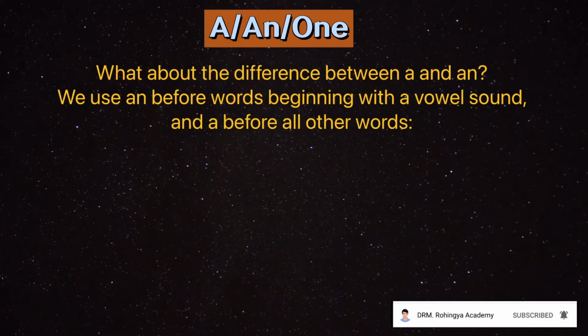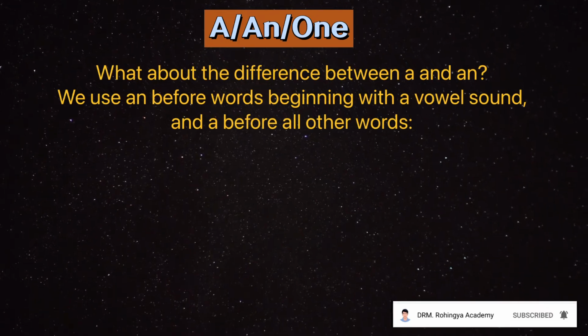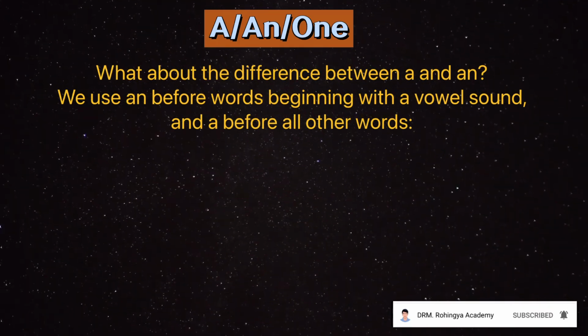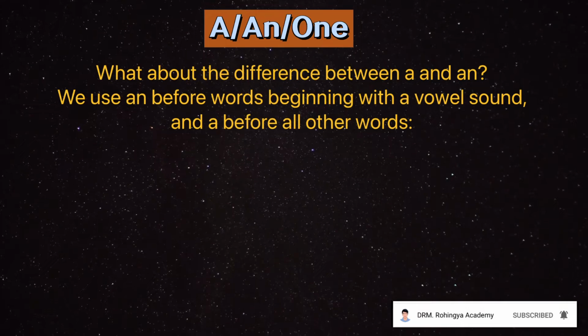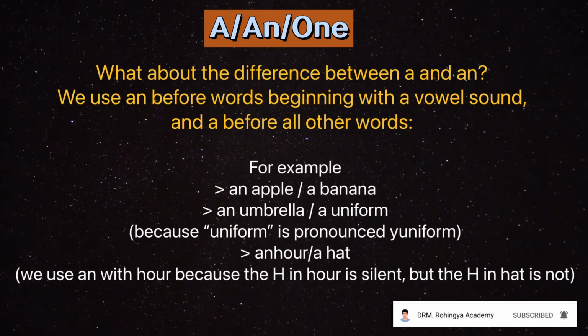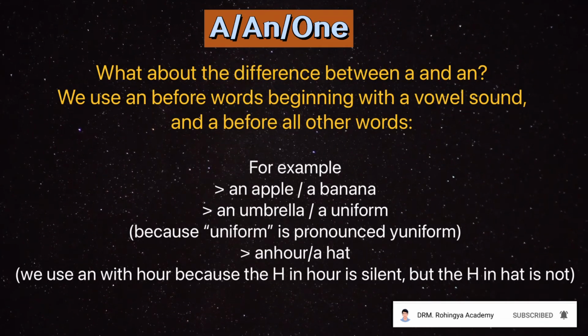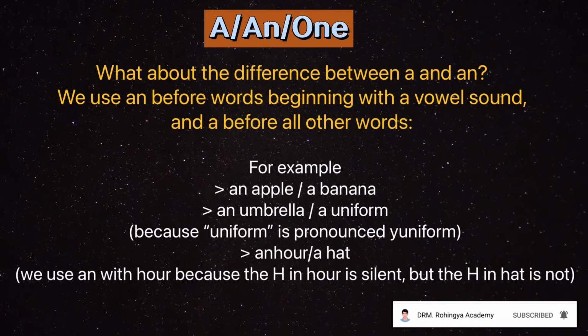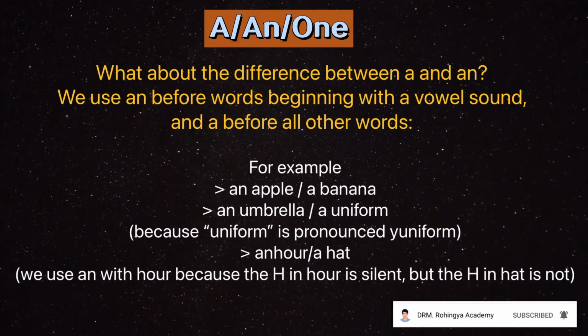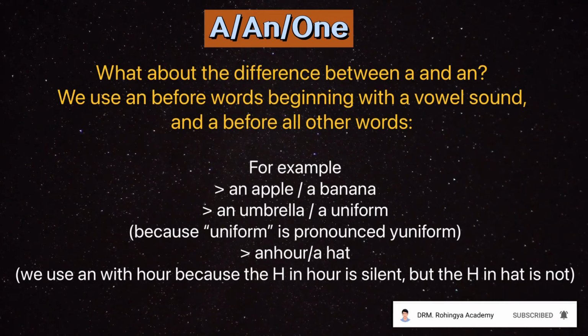What about the difference between a and an? We use an before words beginning with a vowel sound, and a before all other words. For example, an apple, a banana, an umbrella, a uniform, because uniform is pronounced "yoo-niform". And an hour, a hat. We use an with hour because the H in hour is silent, but the H in hat is not.